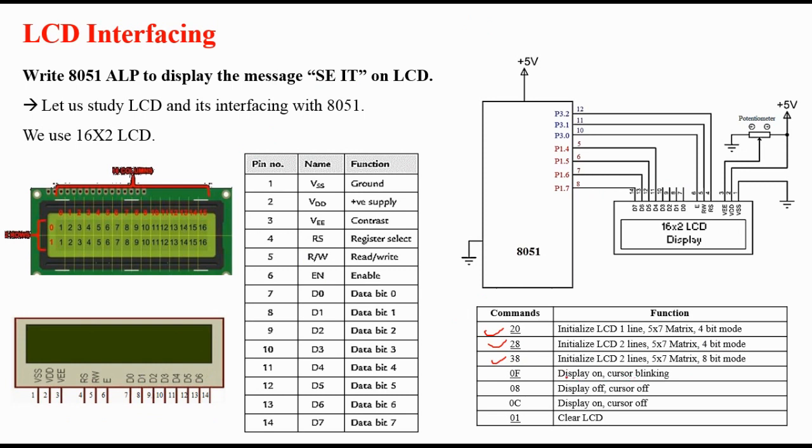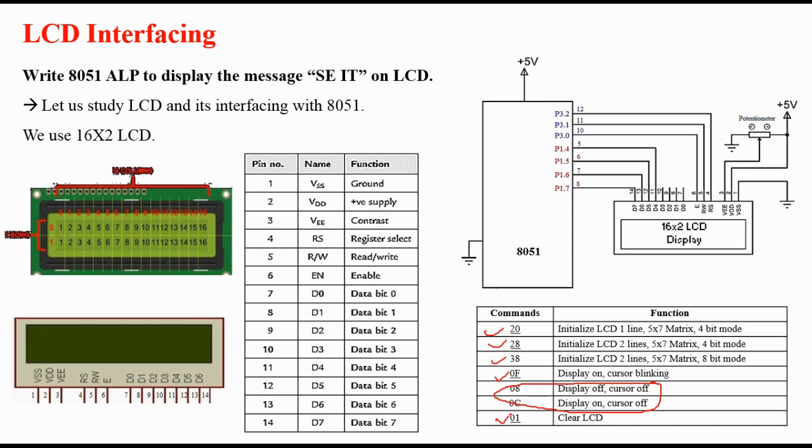Then display on, cursor blinking. If you want this kind of feature, the display will become on, and the cursor will start blinking, just like when you work in, let's say, Microsoft Word. You might have observed that the cursor keeps on blinking when you type something. In this way, we can keep the cursor of the LCD blinking. To obtain that feature we have to send the 0F command to the LCD. There is a list of lots of commands; you can refer to the datasheet of the LCD or easily find it on the internet.